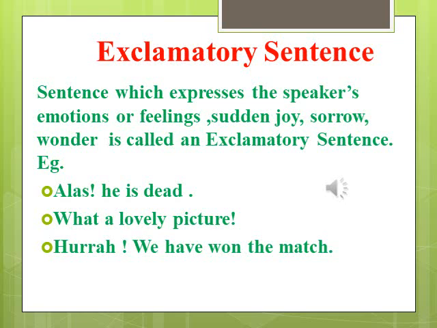Remember, if you use exclamatory words, then you use the exclamation mark immediately after the exclamatory word. But in a sentence where you do not use any kind of exclamatory word, but the sentence itself expresses certain kinds of emotions or feelings, then you use the exclamation mark at the end of the sentence. Look at the example. The word alas is an exclamatory word. The word expresses sorrow, sadness. So we have put the exclamation mark after the exclamatory word.